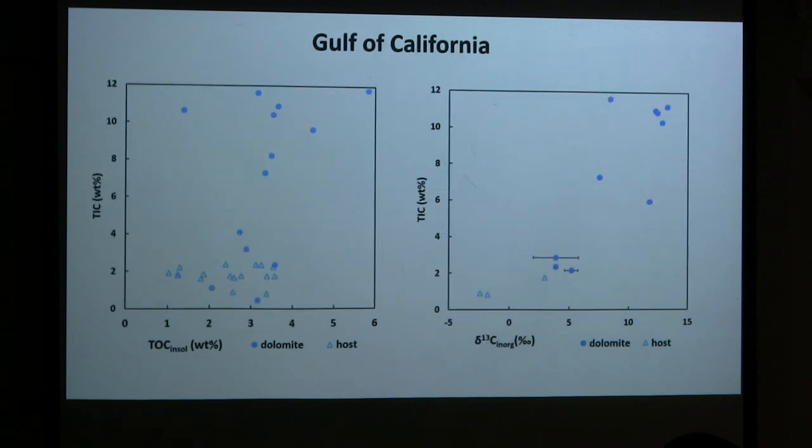If we compare total organic carbon to total inorganic carbon, there's no clear trend with depth. And there's still no trend comparing inorganic carbon isotopic data and total inorganic carbon. Actually, on this one, there is kind of a trend.